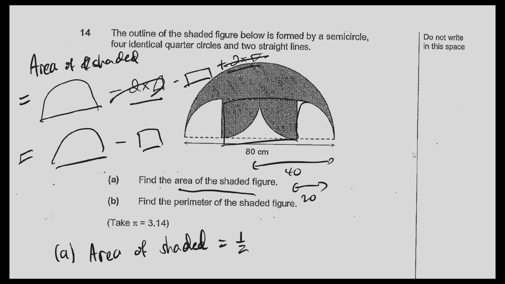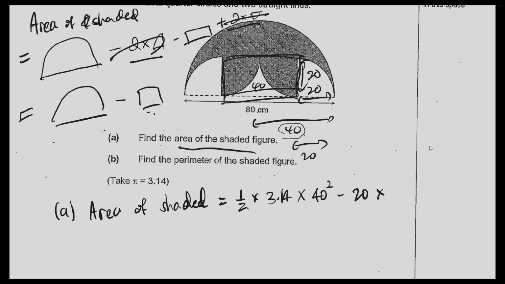Don't write pi, write 3.14. What is the radius? The diameter is 80, so the radius is 40, squared. And minus the area of this rectangle. We know this is 80, we know this is 40, this length is 20. Naturally this length is 20 also because it's a quarter circle. And this length is 40, so it's just minus 20 times 40. You'll get half times 3.14 times 40 squared minus 20 times 40.